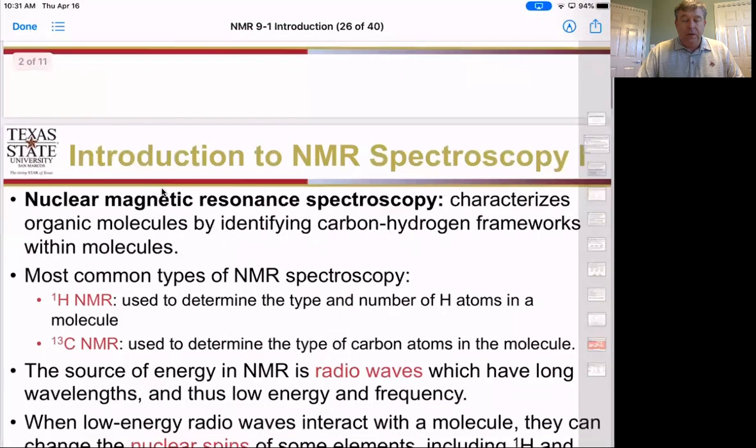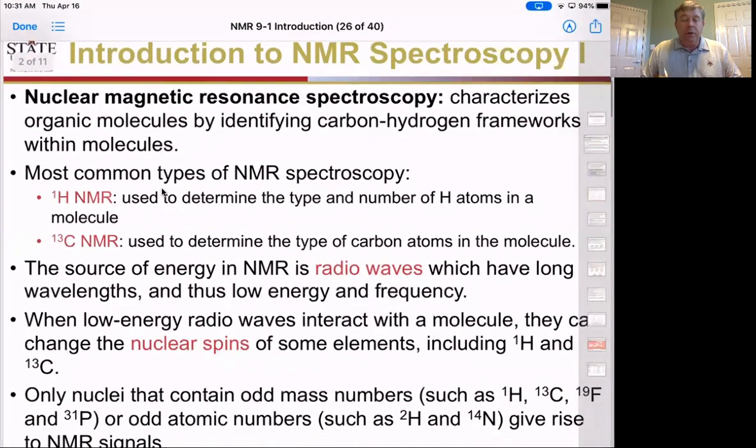In this introduction, nuclear magnetic resonance spectroscopy characterizes organic molecules by identifying the carbon and hydrogen frameworks within molecules. We're going to use two types of NMR spectroscopy, although there are other types. We're going to use what we call proton NMR or hydrogen NMR to determine the number and type of hydrogen atoms on a molecule. And we're also going to use an isotope of carbon, or carbon-13 NMR, to determine what types of carbons we have in a molecule.